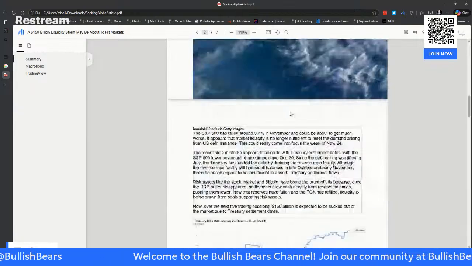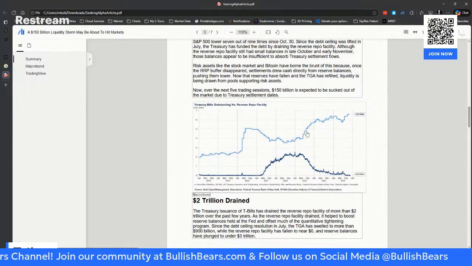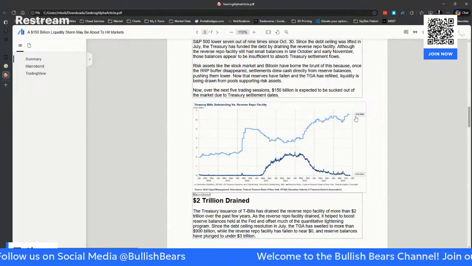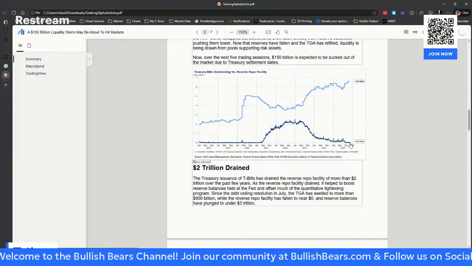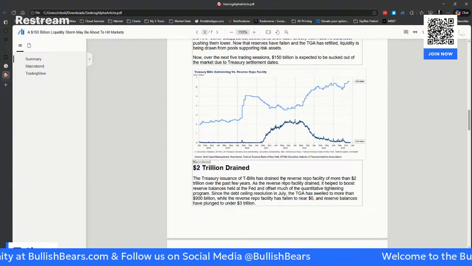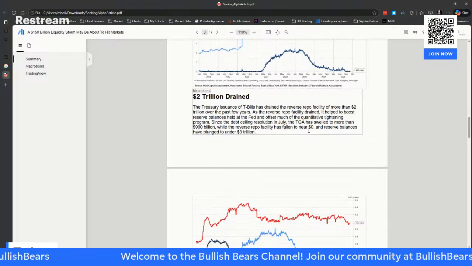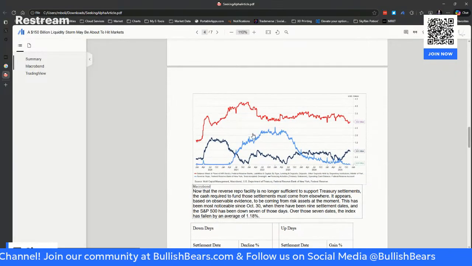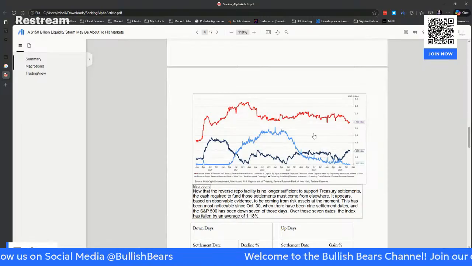Now they got some numbers down here, right? And here's the outstanding versus the reverse repo facility. You can see the divergence here since like 2023. It broke away and it's been running, but it's getting into the extremes. And this side is getting almost to zero. That's the important part. It's drained. It's out 2 billion. The reverse repo facility has fallen to near zero and reserve balances have plunged under 3 trillion. So that's the balance sheet there in red and we're underneath that 3 trillion mark.